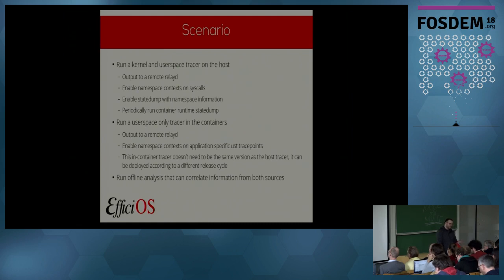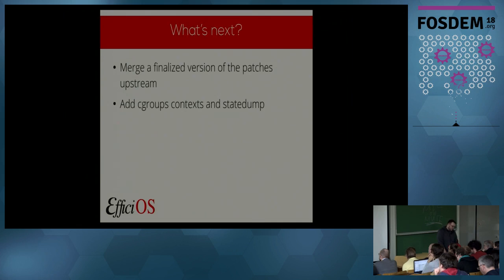So for example, if your host is running an older version of Linux with a different kernel, you don't have to have the same version inside the container and outside of it. So for deployment, it's yet easier. And then you could stream those traces to a relay daemon, so over the network, and run some analysis offline to get the information you're looking for.